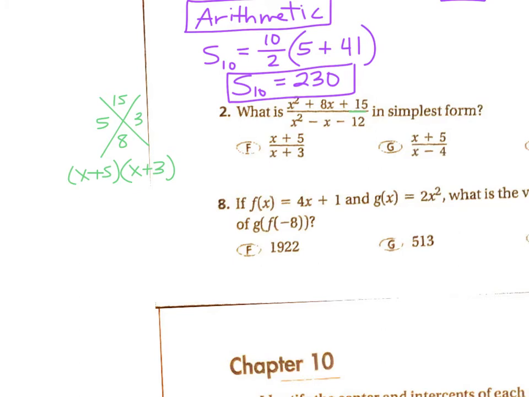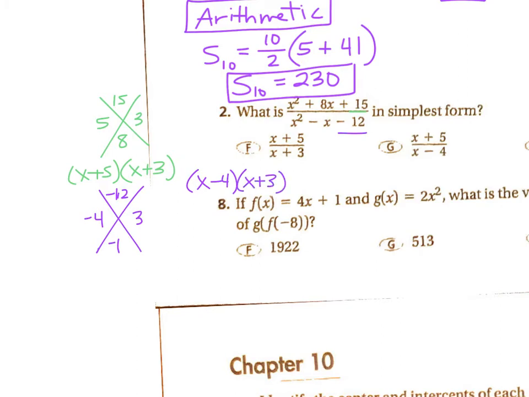On bottom, it's what can you multiply to get -12 that you can add to get -1. And that would be a -4 and 3. So that's going to be x minus 4 and x plus 3.